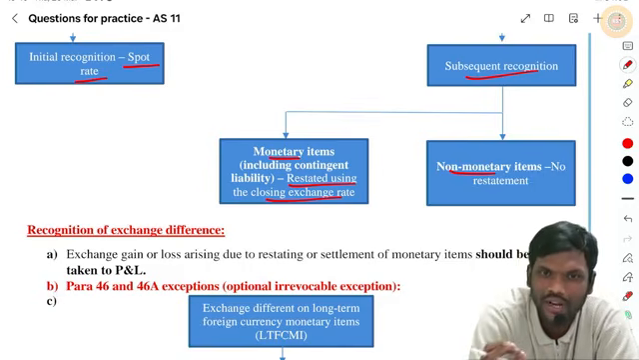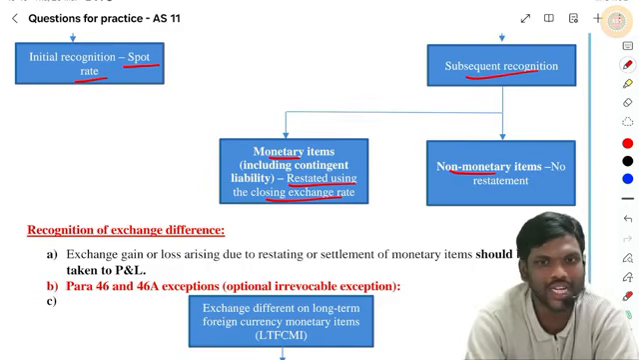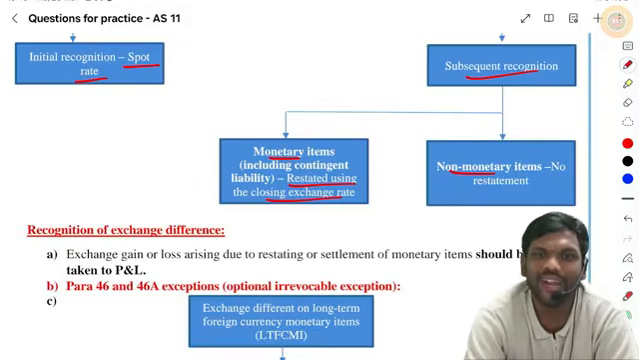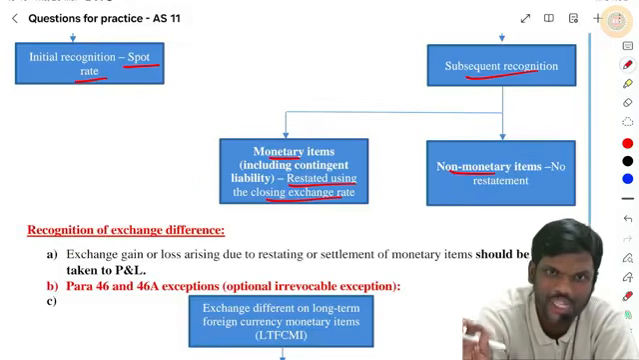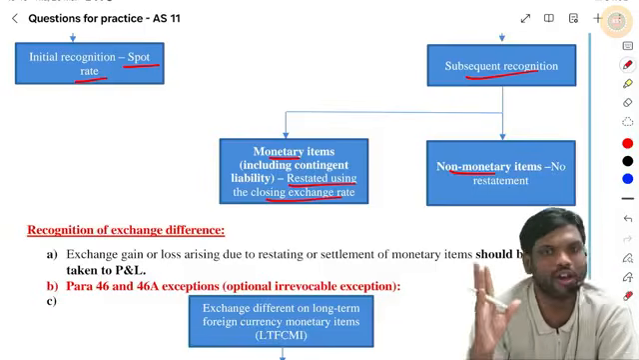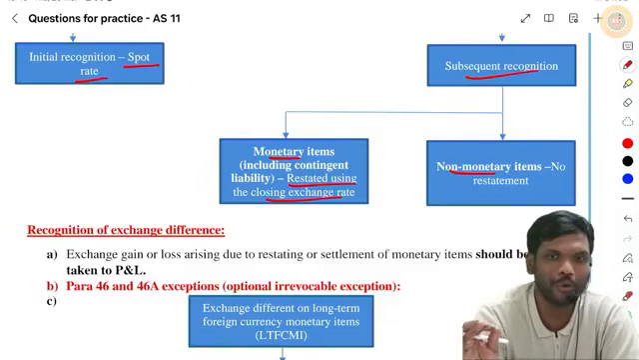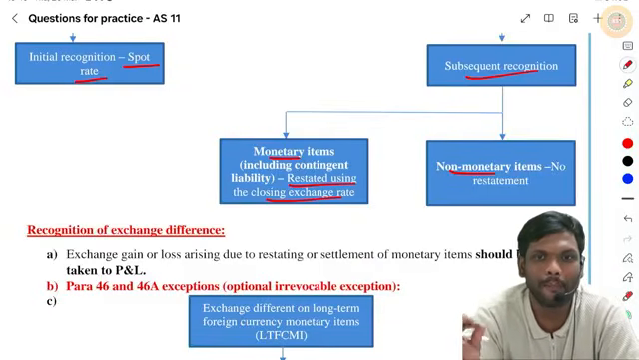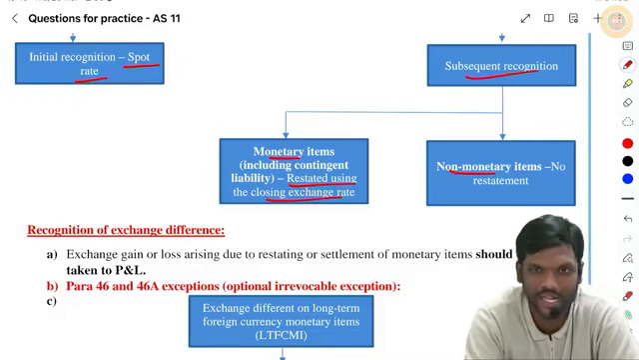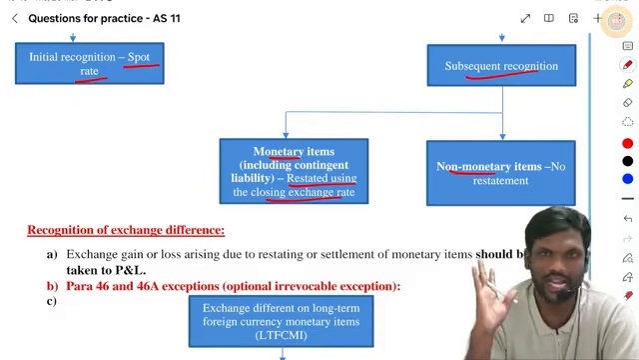So every monetary item as at the balance sheet date, you should recalculate that again using the balance sheet date exchange rate, and any forex gain or loss you have to take it to P&L unless you are going to apply the exception given in para 46A, which I will be going next.